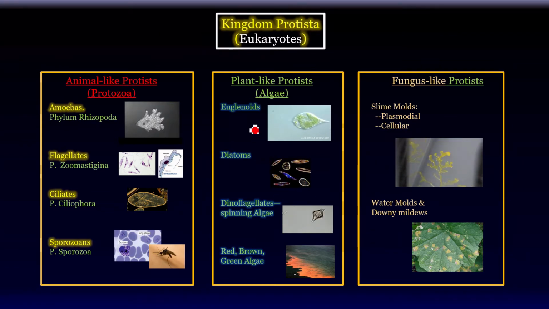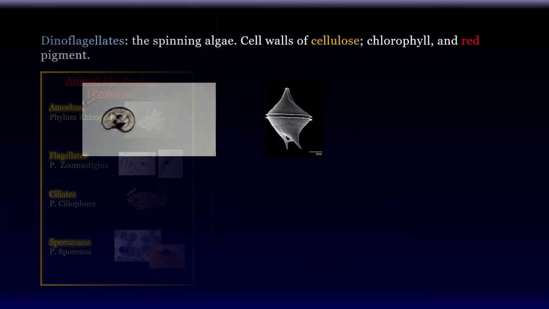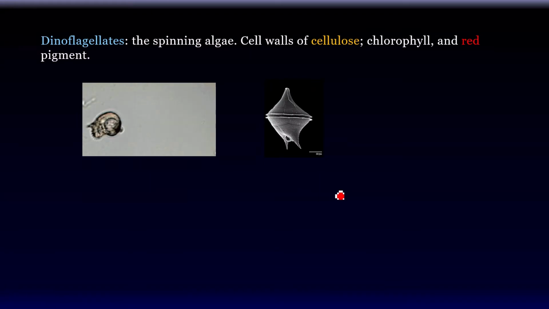So here they are. We talked about plant-like protists, the euglenoids, plant-like protists in general. You can refer to them as algae, but there's specific algae here that we talk about in a second. So euglenoids we talked about, the diatoms we talked about, and now we shall talk about the dinoflagellates, or the spinning algae. These are fascinating creatures. They look like little tiny space invaders in a sense. Dinoflagellates, they are the spinning algae.